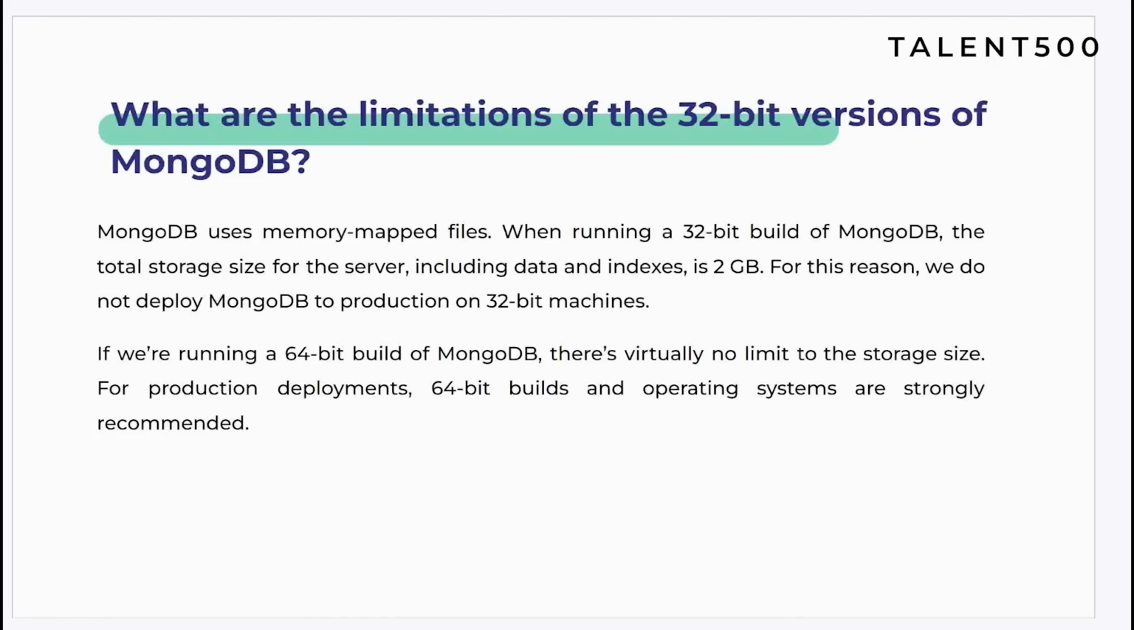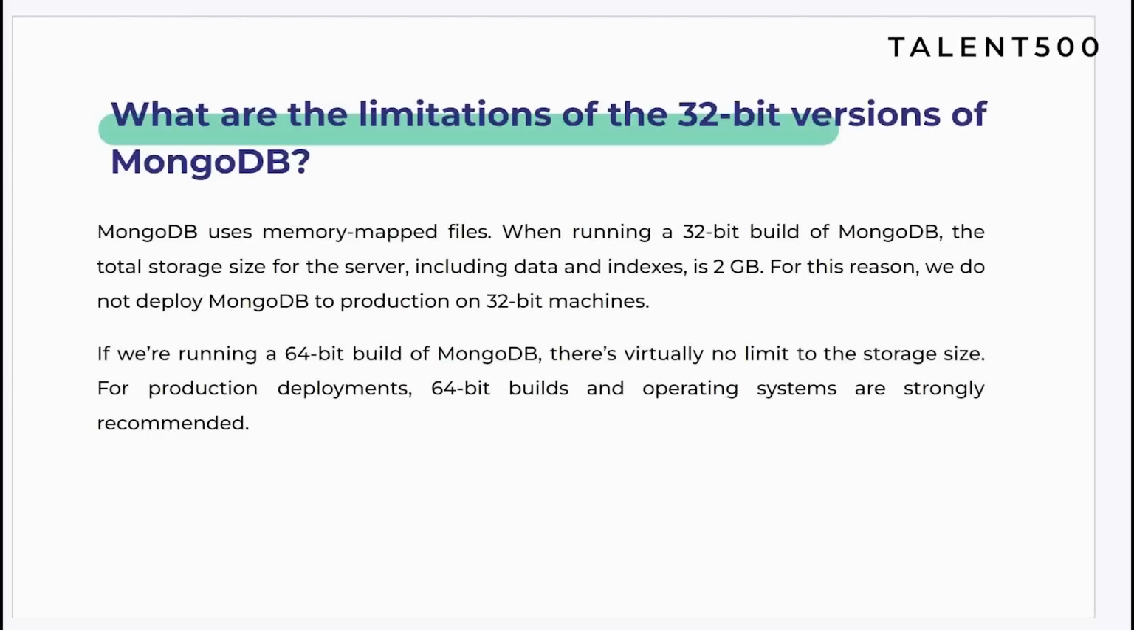What are the limitations of 32-bit versions of MongoDB? We have 64-bit, we have 32-bit. Now the interviewer is asking what the limitations of 32-bit are. So MongoDB uses memory mapped files. So while running on a 32-bit build of MongoDB, the total storage size for a server, which includes the data as well as the indexes, is 2 GB.